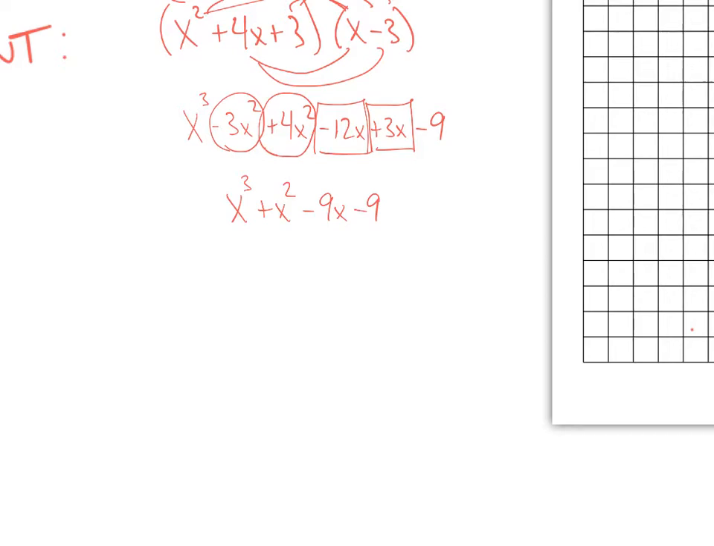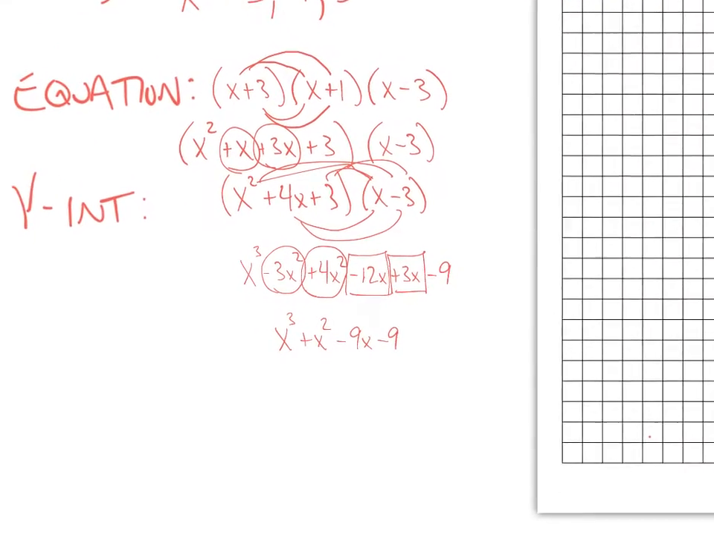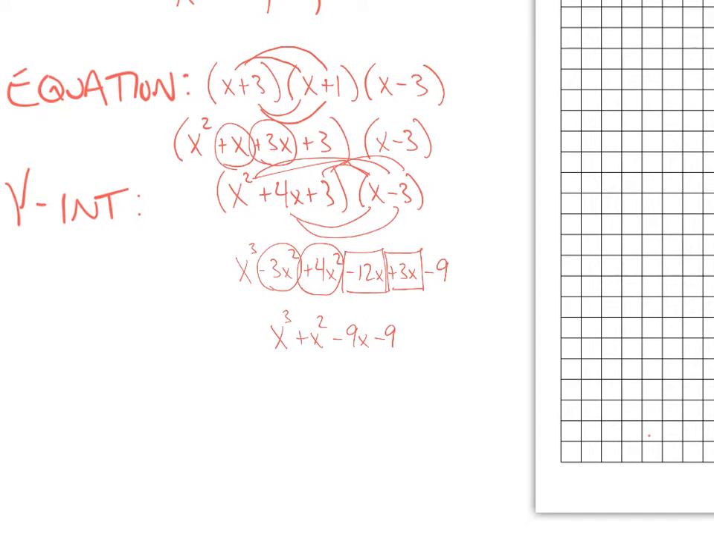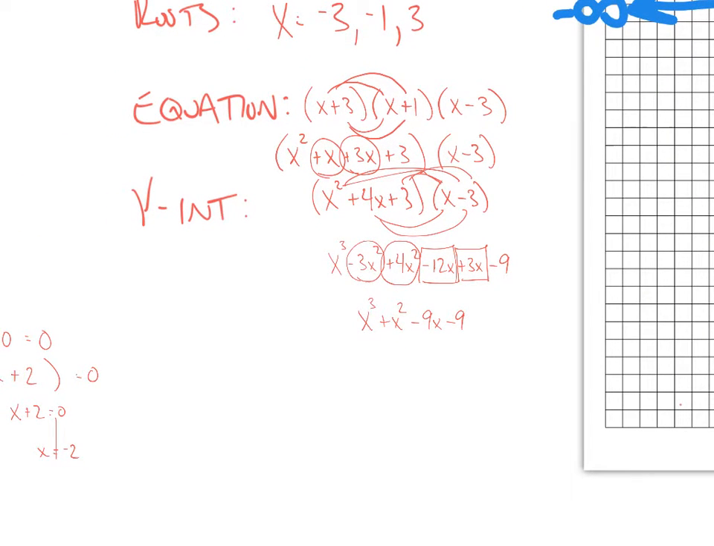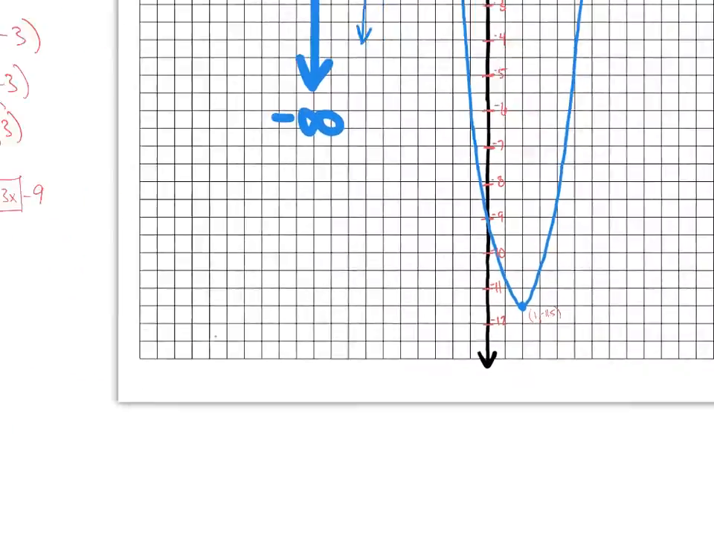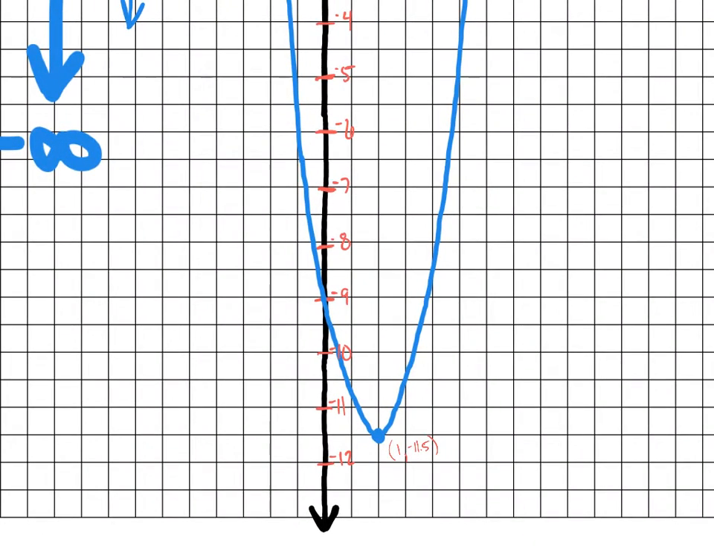And there's my equation. Now let me just reorganize this and move the y-intercept down. So my equation now, or whatever this function is, would be f of x equals x cubed plus x squared minus 9x minus 9. Now the last thing that we don't know is what is the y-intercept. Well, just by looking at the picture, we can determine what that y-intercept is. It's wherever it crosses the y-axis. So clearly that's at negative 9.